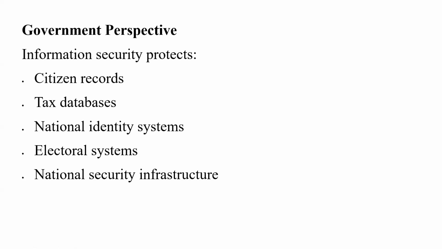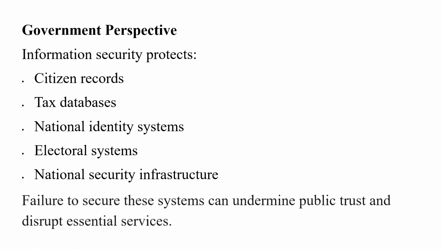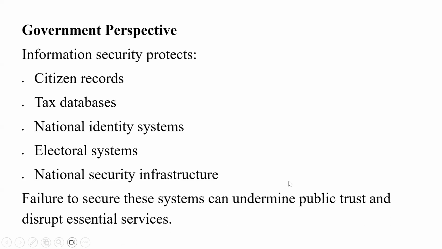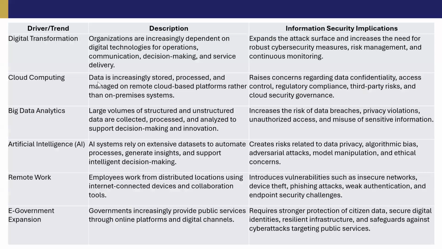And then there are national security infrastructure and national security issues as well. So failure to adhere to a secured system can undermine public trust and also disrupt essential services. Because of this, governments must make sure that their information security is kept beyond par. All right. So I have this table that has certain concepts and how they depend on information security, or the information security implication.